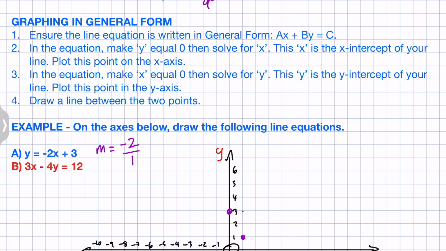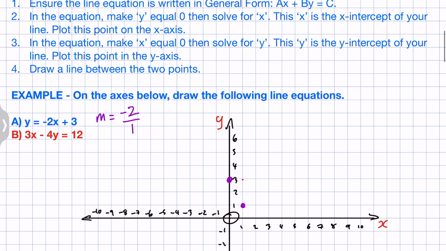How do I decide if I go up or down? If it's positive or negative. Do I have 2 major dots here now? Can I draw a line through those 2 dots? That's how you draw a line in slope-intercept form, okay? So always label your lines. So this one is y is equal to -2x plus 3, okay?